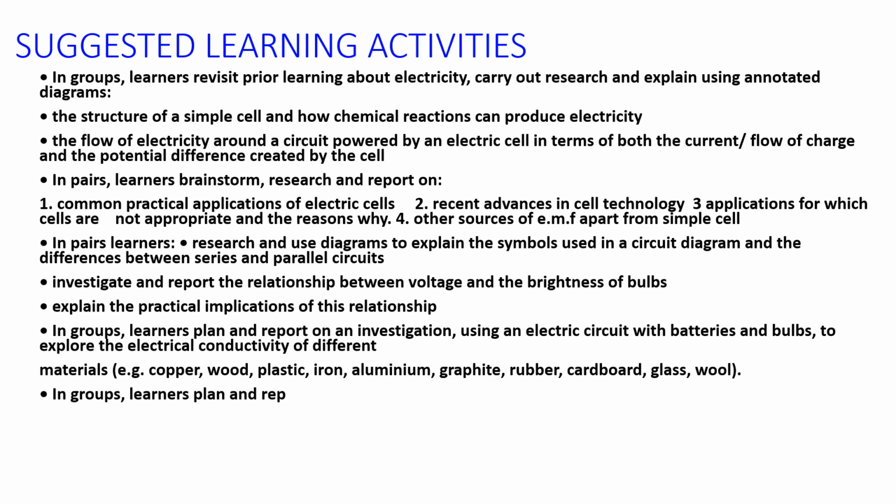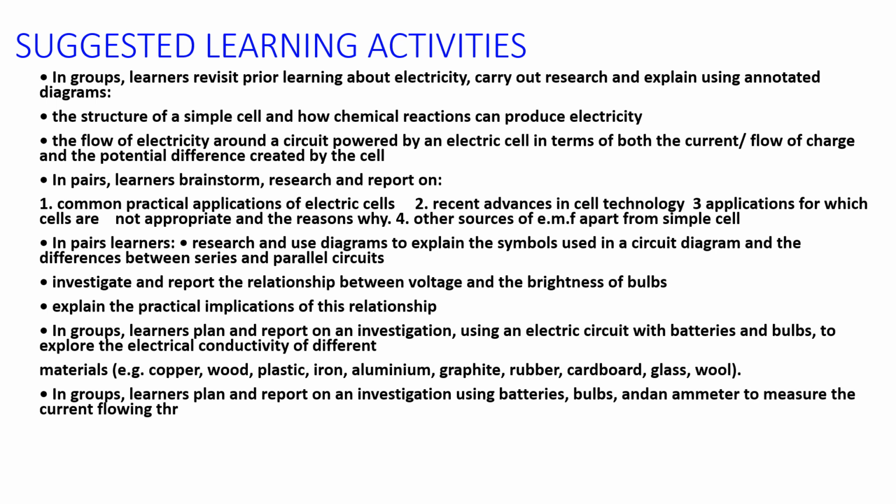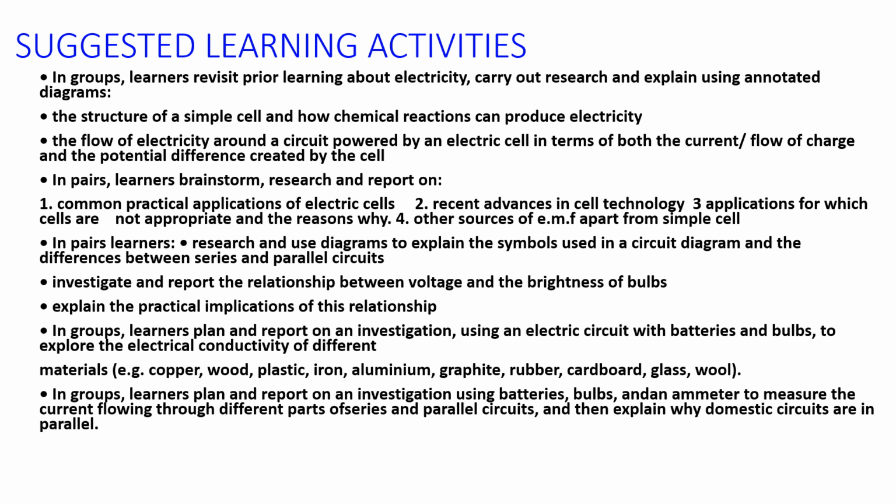In groups, learners plan and report on an investigation using batteries, bulbs, and an ammeter to measure the current flowing through different parts of series and parallel circuits, and then explain why domestic circuits are in parallel. Why do they prefer parallel arrangement? So throughout this discussion, you should be in position to explain that.